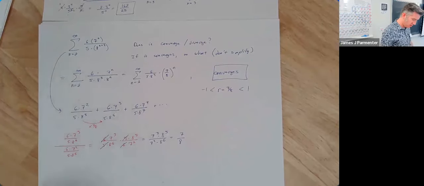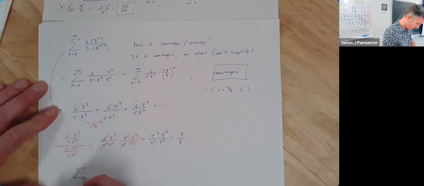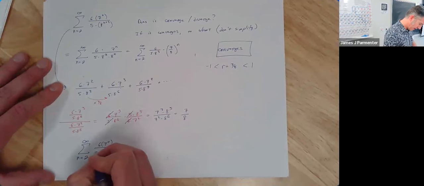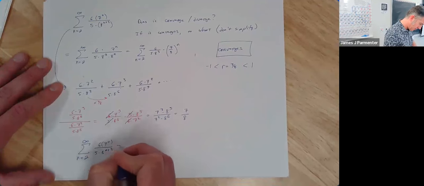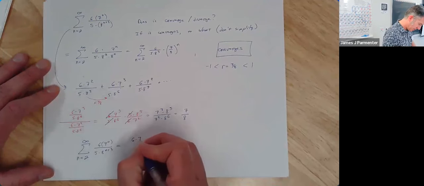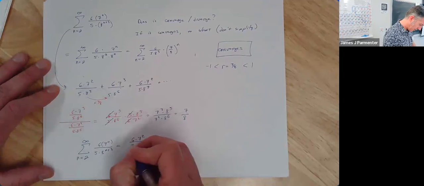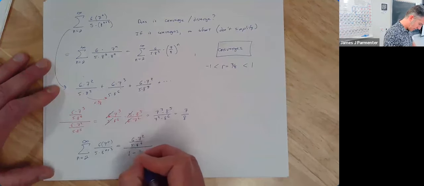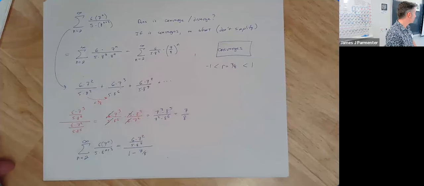And then what does this converge to? Well, with the sum from n equals 2 to infinity of 6 times 7 to the n over 5 times 8 to the n plus 3, that's just going to be the first term, which is 6 times 7 squared over 5 times 8 to the 5th, over 1 minus 7/8. It's always the first term divided by 1 minus the ratio for the sum of a geometric series.